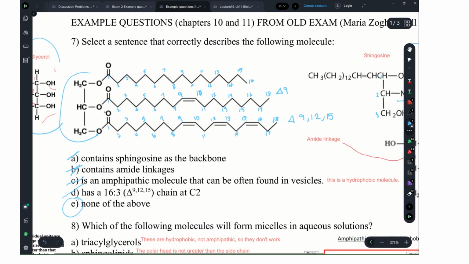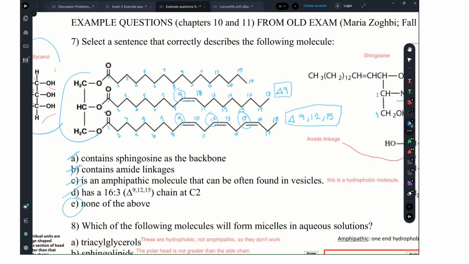So I went ahead and numbered the carbons already, 1 through 16 for the first one, 1 through 18 for the second, and 1 through 18 for the third. Now this triangle with a number, remember that tells you the location of the double bonds. So this triangle with number 9 just means that at carbon 9 we had a double bond. And here this triangle with 9, 12, and 15 means that we had a double bond at 9, 12, and 15. Okay, so select the sentence that correctly describes the following molecule.